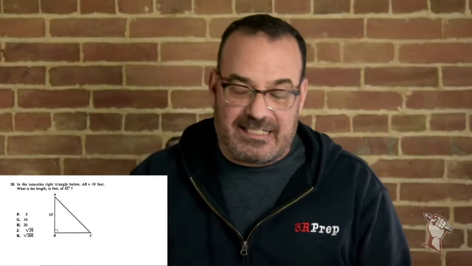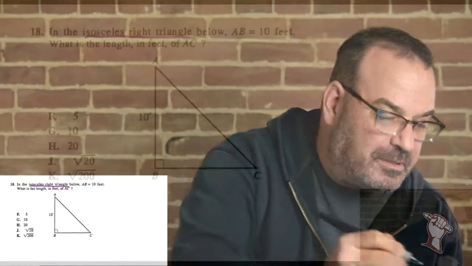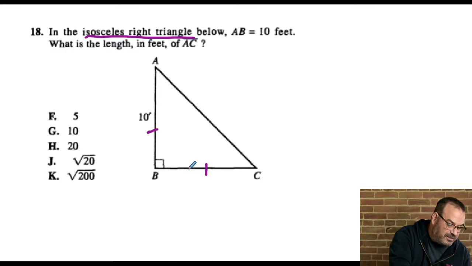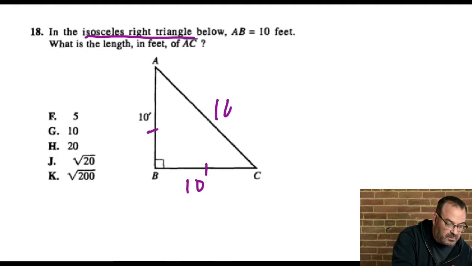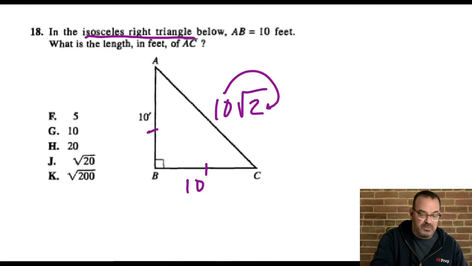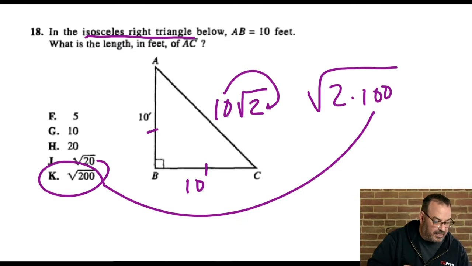In the isosceles right triangle, I'm picking out problems to teach vocabulary. Isosceles right triangle. Isosceles means the two sides are equal, so this is 10. And you should know side times the square root of 2. 10 times root 2. It's not an answer. But I could put 10 on the inside of this square root. By squaring it, I can have the square root of 2 times 100, which is equal to the square root of 200.